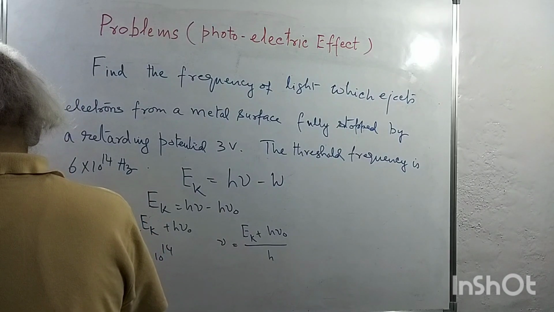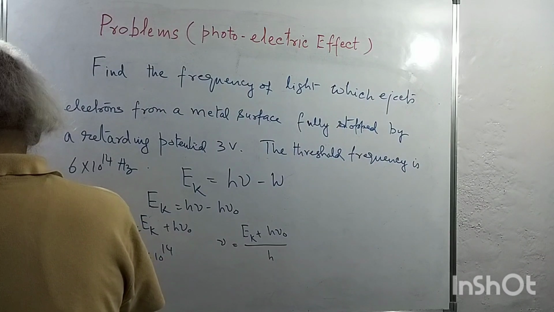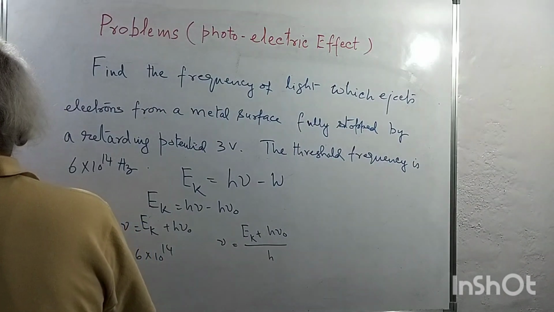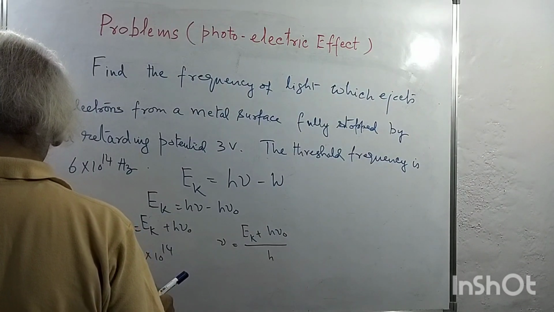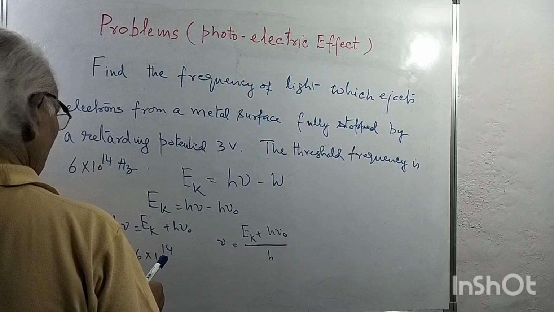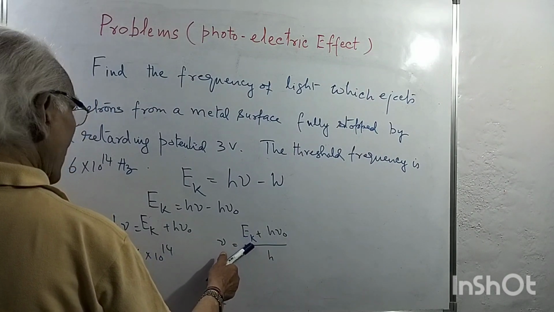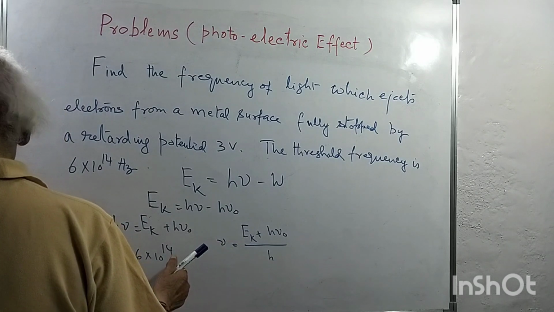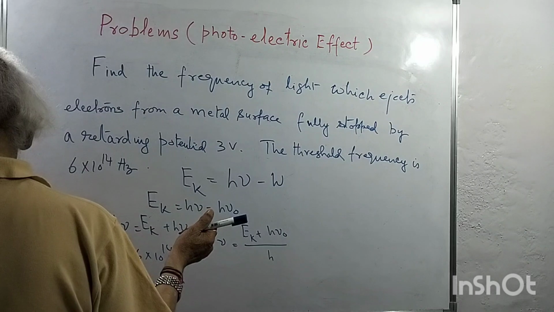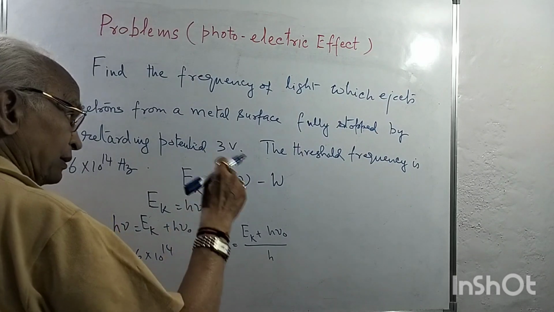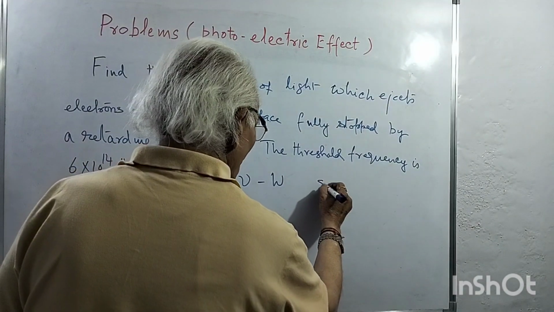How can we find it now? Well, we can find it very easily. You substitute the value of h, and then what is EK, the electron energy? How will you get EK? You can get it from the potential. The stopping potential is 3 volt. So, the stopping potential.